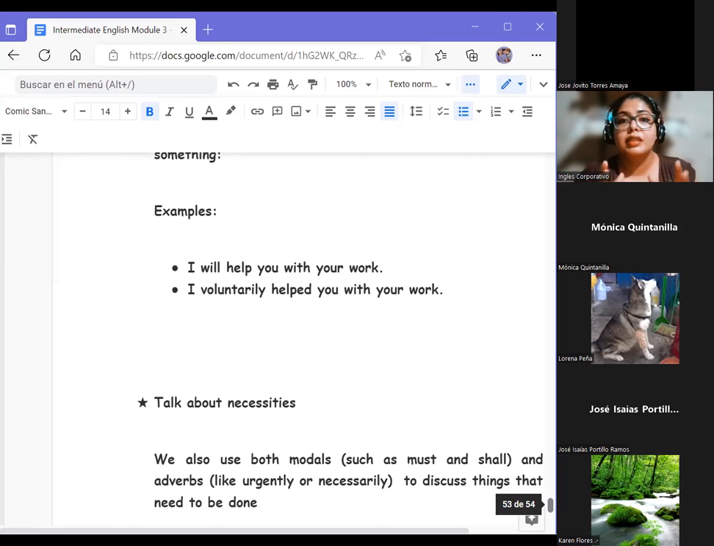So it's talking about the same message, but using different words or different structures. Because in one, we are using the modal verbs, and in the other we are using the adverbs that are giving more information about the verb, the adjective, or another adverb, or the whole sentence. So we have here just the similarities, and tomorrow we are going to talk about the differences and more information that I have for this topic.